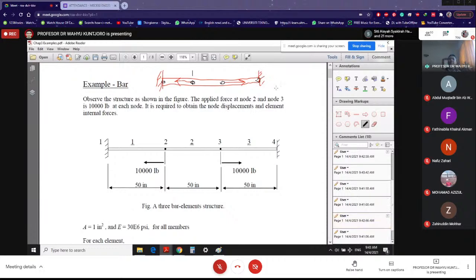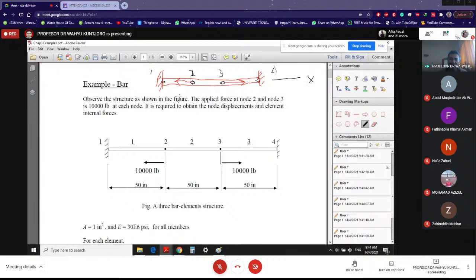Do I need more nodes? No. Based on our principle, you have all the nodes that you need. When you are at the end of your structure, you must have a node, but you already have the node over here, so no need. Now we do the numbering. Node number one, node number two, number three, and number four. Don't forget that is your x-axis.